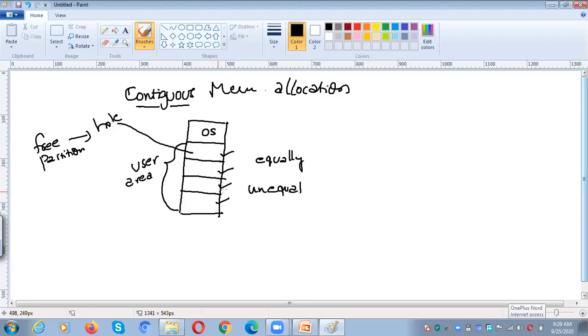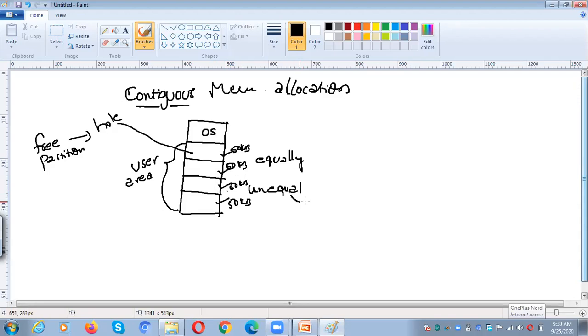If it is an equal partition, there is no problem. You can keep your process anywhere. Why? Because, for example, it is a 50 KB partition, and this is also a 50 KB partition, and this one too. If you want to keep any process in the main memory and all of them are equal sized partitions, then you have no problem keeping your process in any of the partitions.